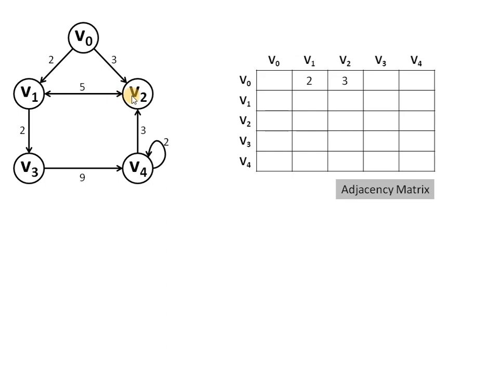V1 is connected to two vertices, that is V2 and V3 via weight values 5 and 2. So we will have 5 and 2. V2, it is connected only to vertex V1 and weight value is 5. Then V3, it is connected to V4 and weight value is 9. And then V4, it is connected to two vertices, that is to itself, and V3, and weight values are 2 and 3. So 2 with respect to the column V4 and with respect to column V3, we will have 3. So rest all the entries, they should be 0. So that's all for the adjacency matrix for the given graph.